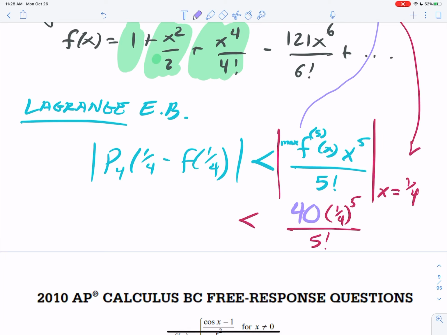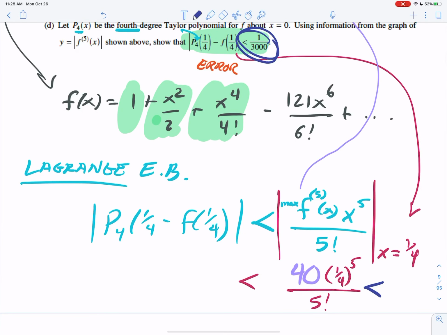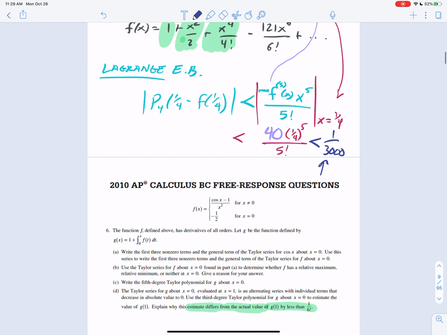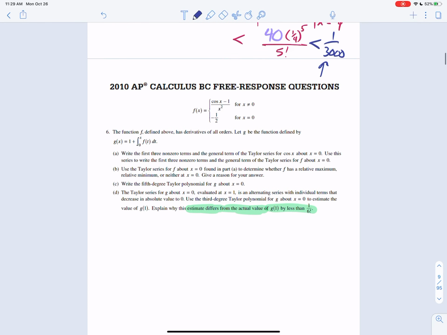Okay? And again, we can cheat and we know that that's definitely less than 1/3000. Okay? We could show the work, but you have to state it. If they're asking you to show that it's less than a value, you have to state it. Okay? Do I have another Lagrange? Let me see.